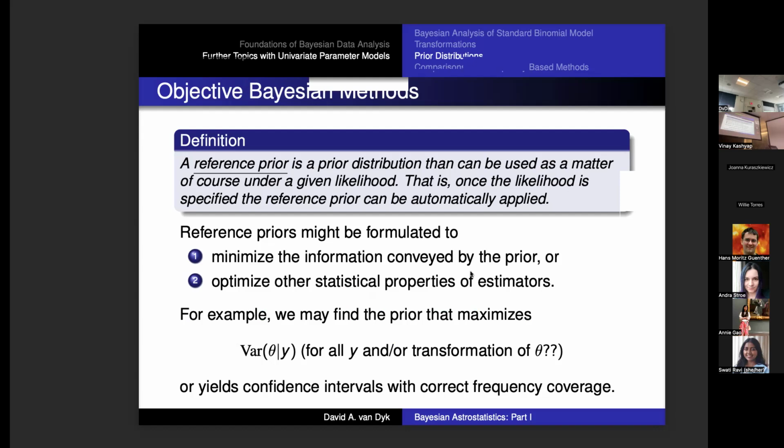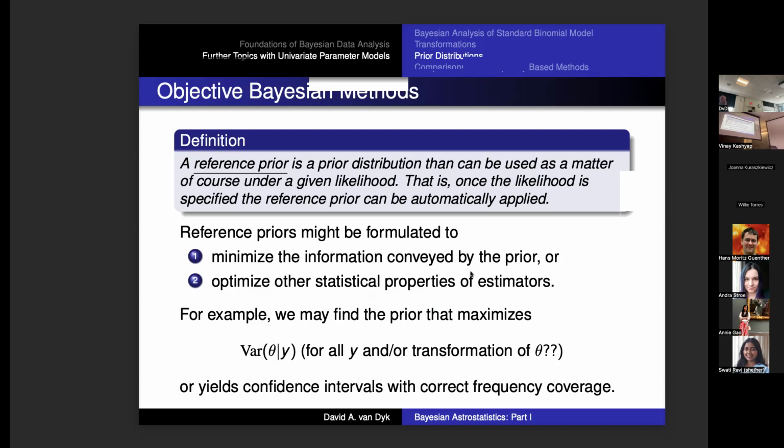So a reference prior is a prior that can be used as a matter of course under a given likelihood. That is, once the likelihood is specified, once you decide it's a Poisson model or beta binomial model, whatever it is, the reference prior can be automatically applied. So these tend to be derived in more standard models, and often in astronomy, when you get to it, there's a lot of complication. So it's going to be hard to look up a reference prior, but you might be able to still use the idea of a reference prior to set your own prior.